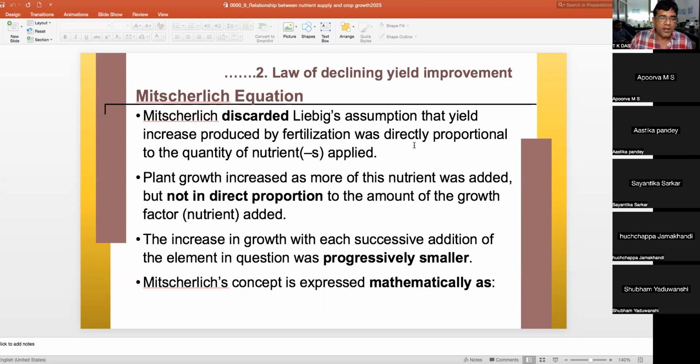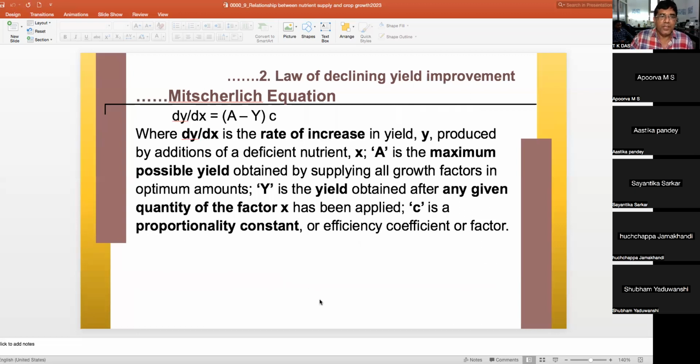But what Mitscherlich said, plant growth increased as more of this nutrient was added, correct? But not in direct proportion to the amount of the growth factor added. It means you are adding more and more, but the changes in yield will not be in the same proportion. The increase in growth with each successive addition of the element in question was progressively smaller. Mitscherlich's concept is expressed mathematically as dy/dx = (A - y) c.